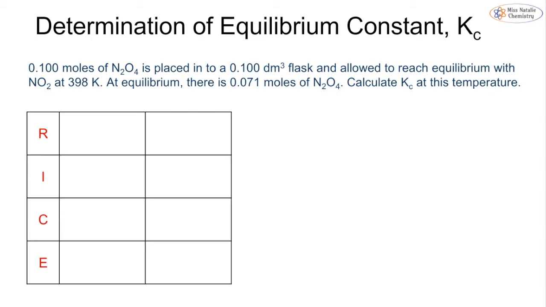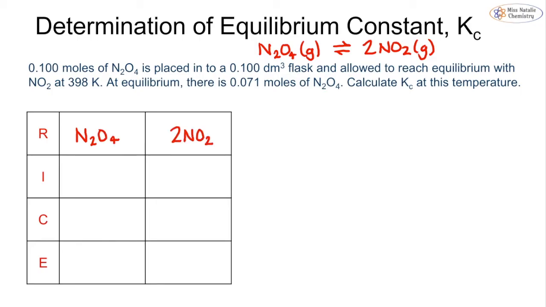Now, we've already seen this equation because it was in our previous slides, but just a reminder, this was N2O4 gas decomposing into 2 NO2. And this time we have a coefficient, so we have to be aware of this. So I have my N2O4 and my 2 NO2. And I'm going to write the coefficient into my table just so that I remember.